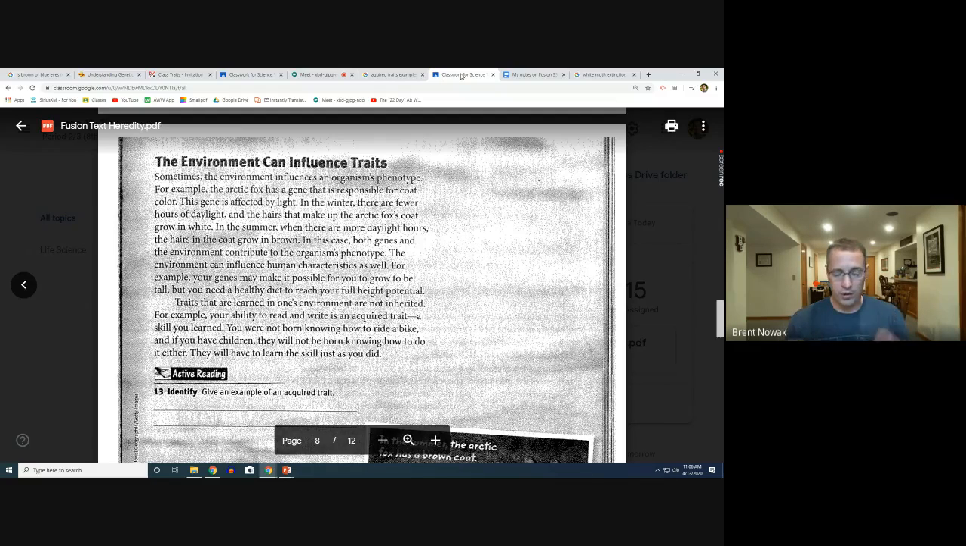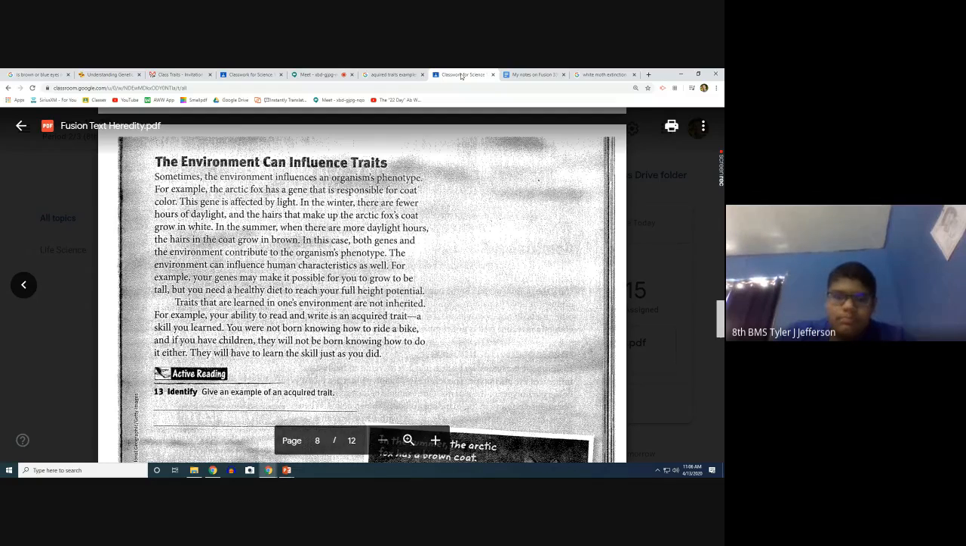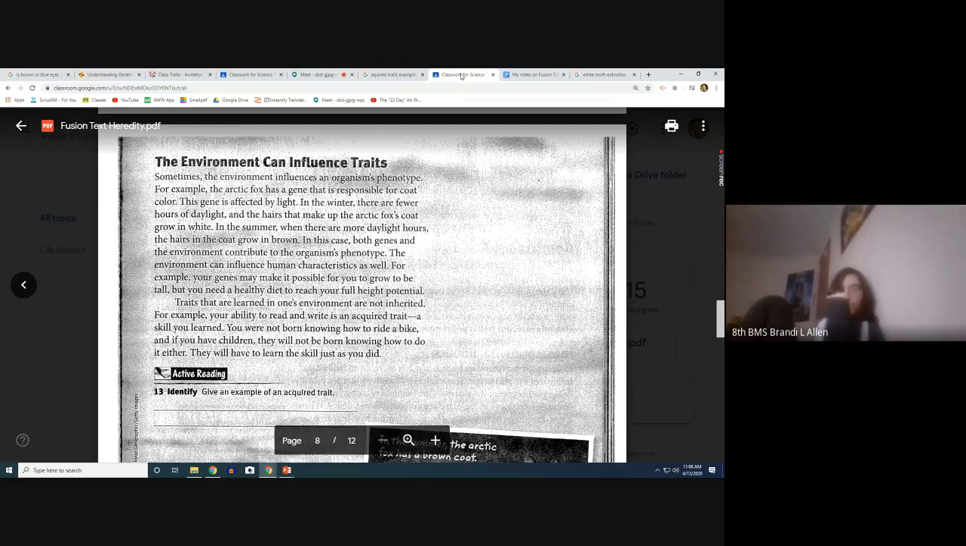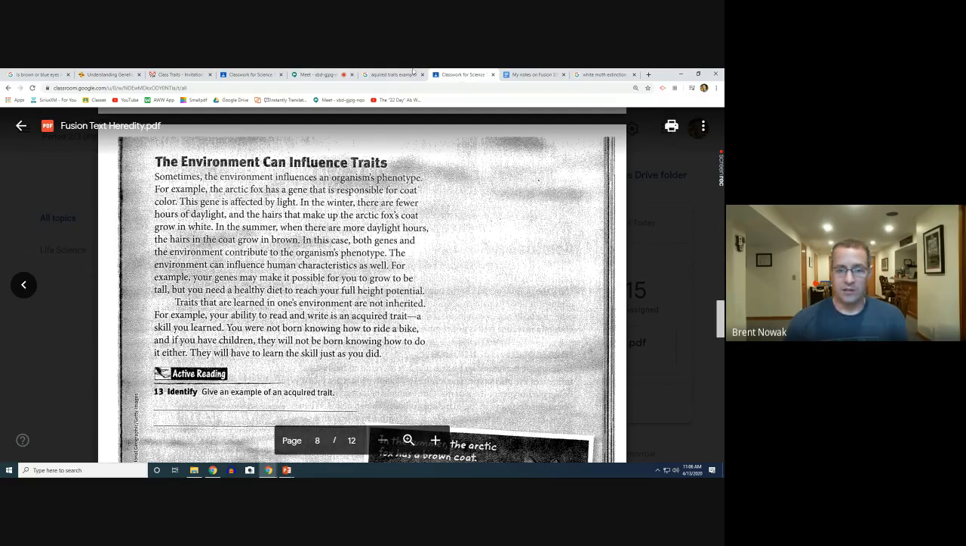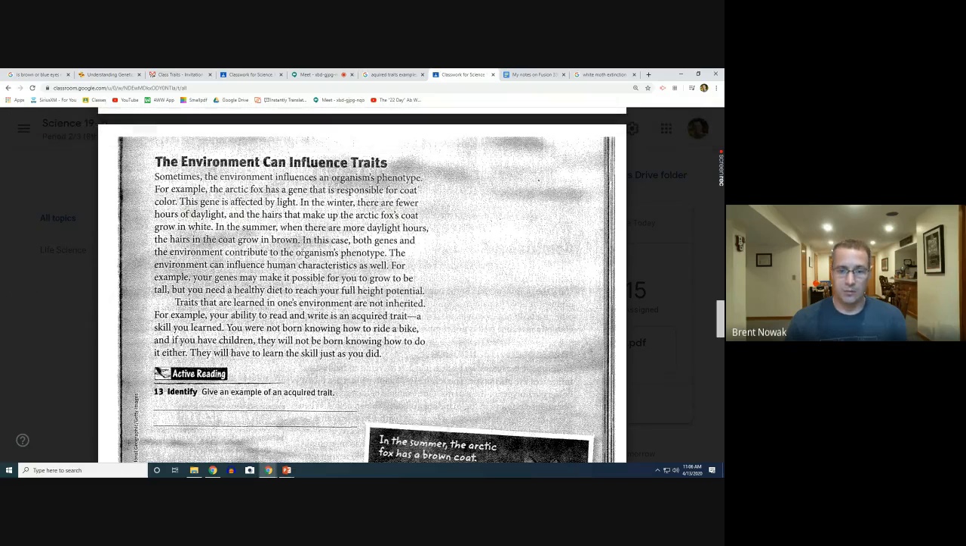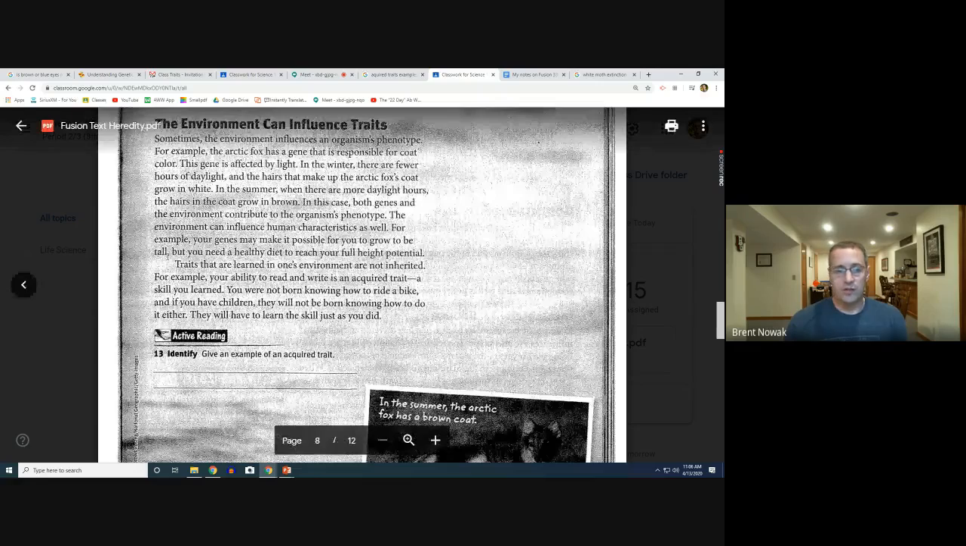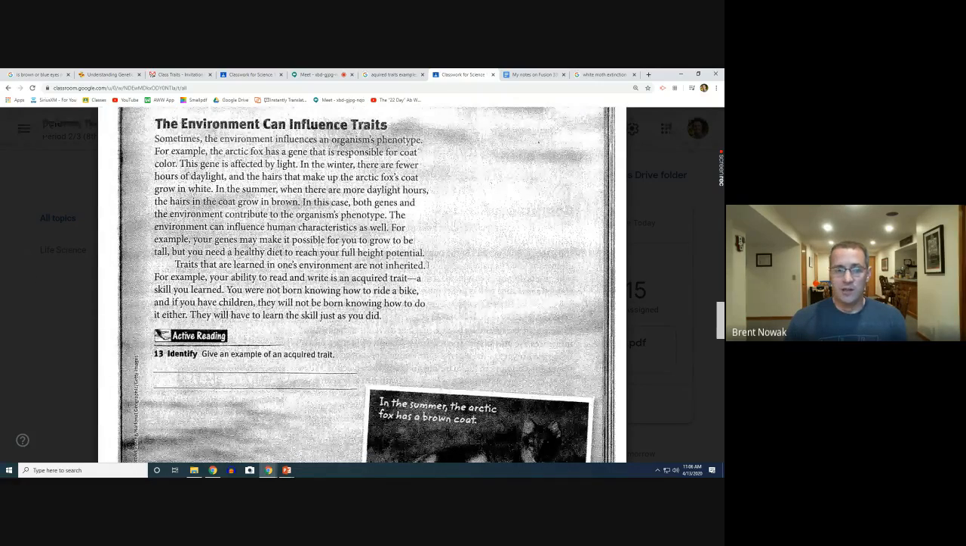Okay, what's important from that paragraph? That genes can be affected by light? And it says, in this case, both genes and the environment contribute to the organism's phenotype. So yeah, absolutely. The takeaway from this paragraph is that the environment also influences our genes, our traits, excuse me. Traits that are learned in one environment are not inherited. For example, the ability to read and write is an acquired trait, a skill you learned. You are not born knowing how to ride a bike, and if you have children, they will not be born knowing how to ride. It's a learned skill, just as you did.